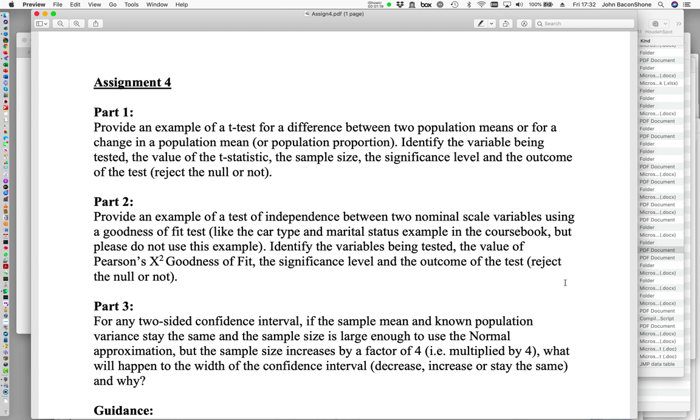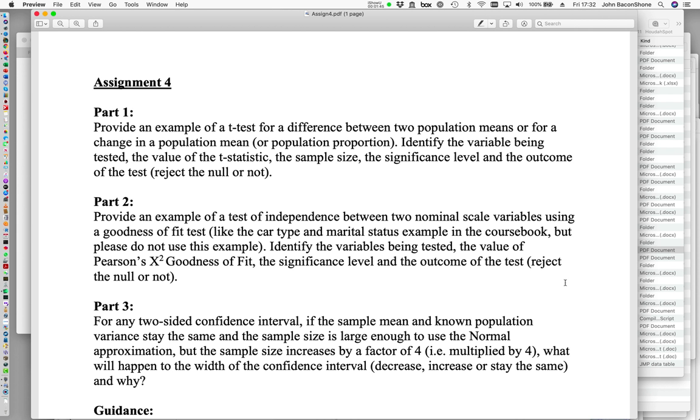Now, sometimes it won't give you the value of the t-statistic. It will only tell you the observed significance level. So that's okay, but if possible, if it is there in the paper, I want you to provide all of this information to illustrate to me that you've understood how to apply the t-test. Okay? So that's part 1.